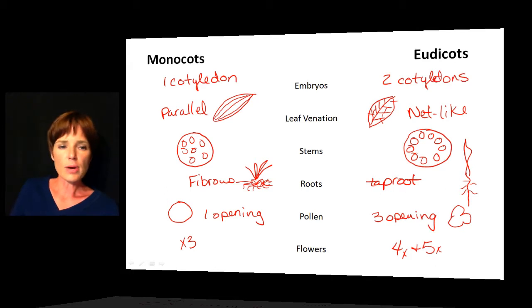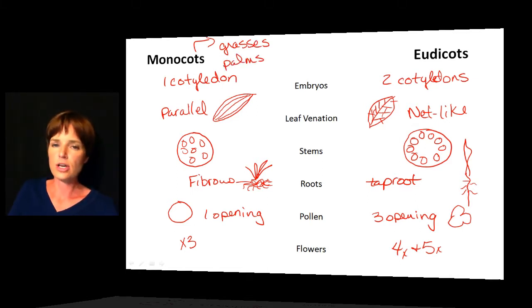So all in all, our monocots tend to be our grasses and palms. And the eudicots are going to be the things that are a little more familiar to you probably. All of those flowering plants like marigolds, petunias, your oak trees, those types of things.